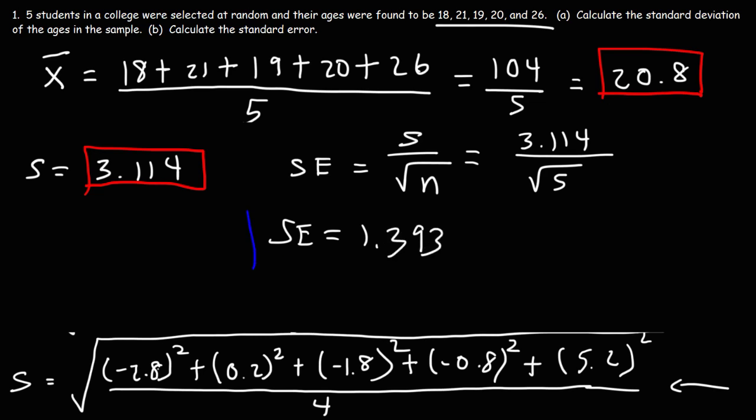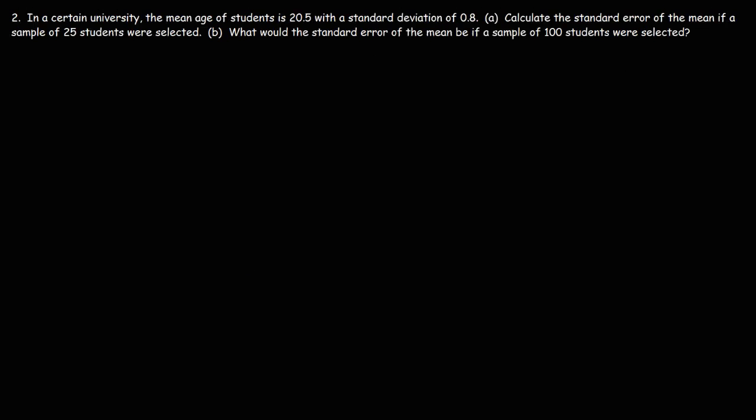So that is the standard error in this example. That's how we can calculate it in this problem. So now let's move on to our next problem. Number 2. In a certain university, the mean age of students is 20.5 with a standard deviation of 0.8. Part A. Calculate the standard error of the mean if a sample of 25 students were selected.